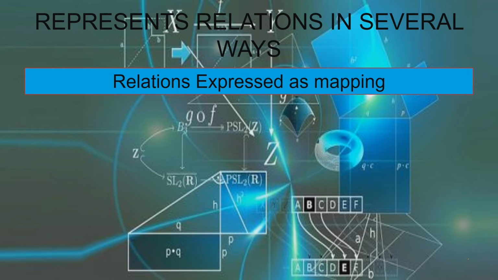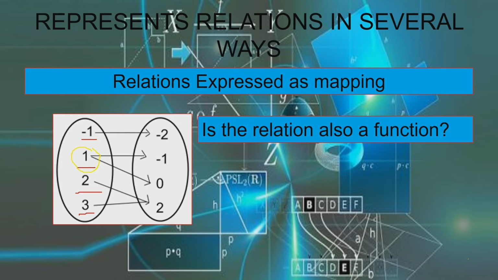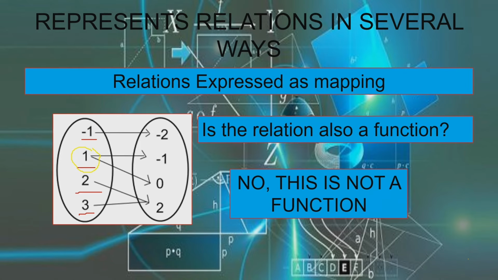Relations expressed as mapping. Based from this example, our domain here is negative 1, 1, 2, and 3. Sabi ko nga kanina, masasabi natin na function ng isang relation if hindi nauulit yung domain natin. Kung makikita nyo dito, naulit yung 1. Therefore, the question: is the relation also a function? The answer is no. Why? Because naulit nga yung 1 natin. This is not a function.